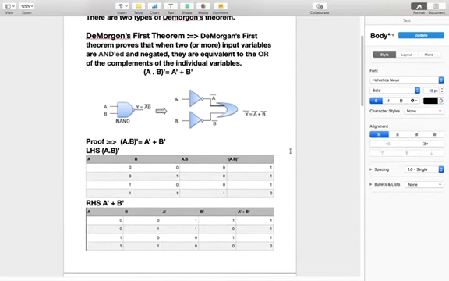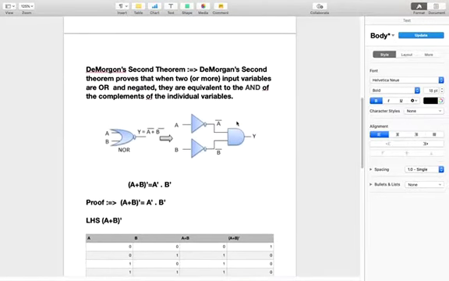So De Morgan's first theorem is that if two or more input variables are ANDed with NOT, then they are equivalent to the OR of the complements of the individual variables. This is the diagram of De Morgan's first theorem. Our LHS is the NAND gate. The NAND gate is a combination of AND and NOT gate, which equals the individual A not and B not, with their logical addition, or OR gate, performed.